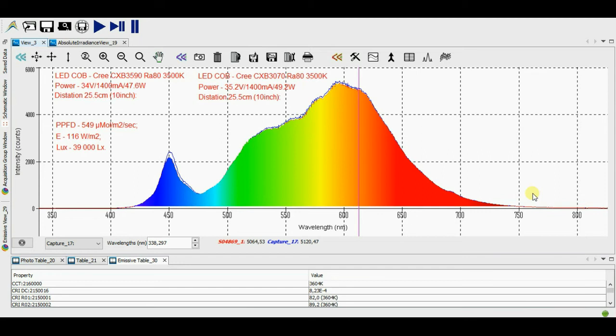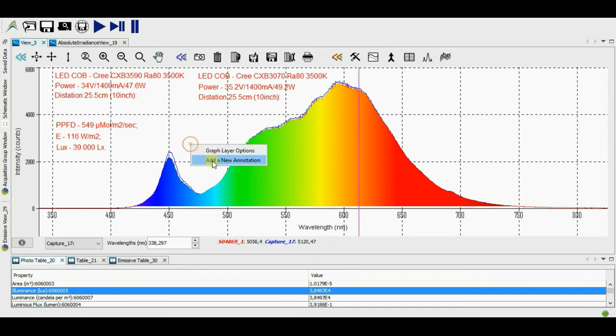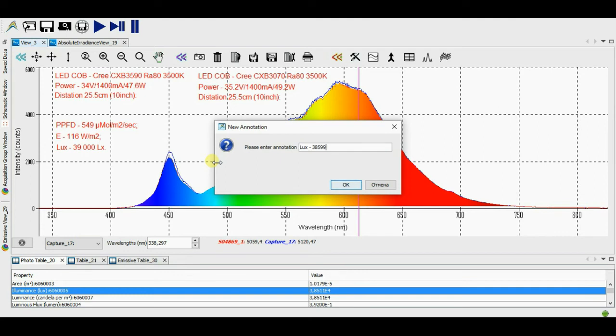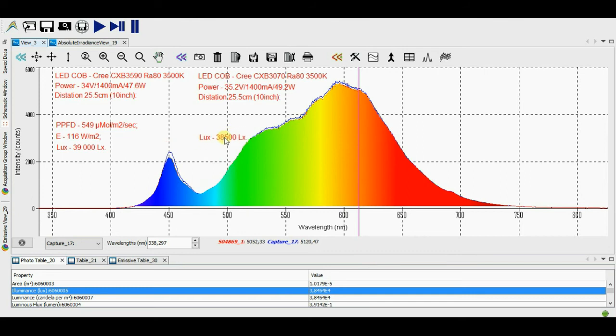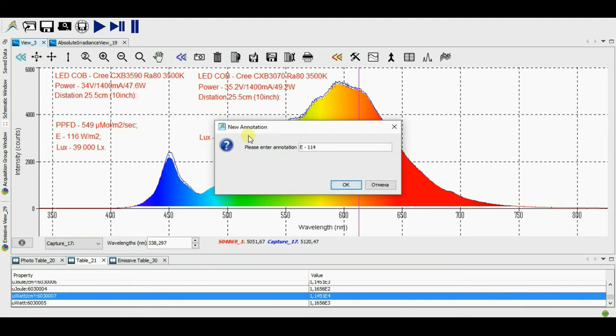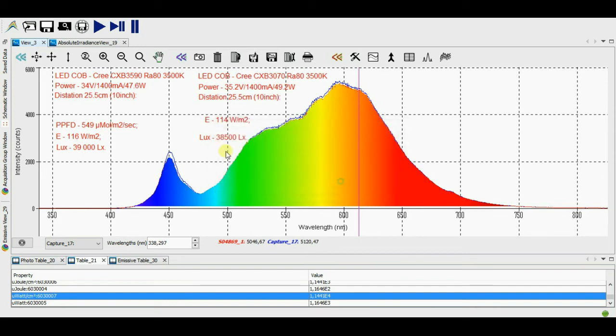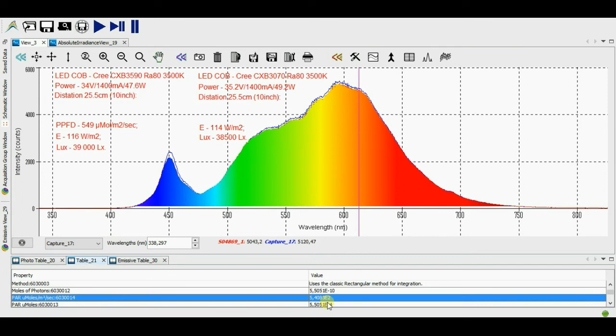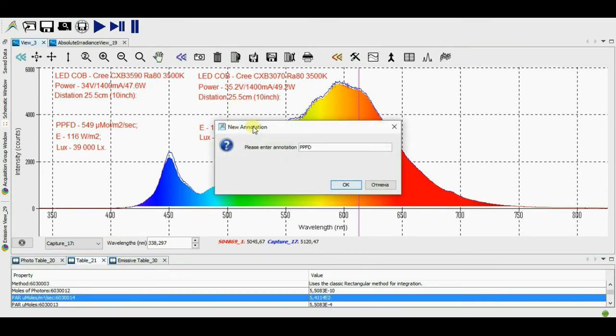So, Cree CXB3070 has been installed. Array voltage drop is equal to 32.5 volts. Current flow is equal to 1.4 amperes. Consumed power is 49.2 watts. Measurement distance is the same, 25.5 centimeters or 10 inches. Let's get down to measurements. Illumination is 38.5 thousand lux. Light flux energy is 114 watt per square meter. And PPFD equals to 540 micromole per square meter per second.